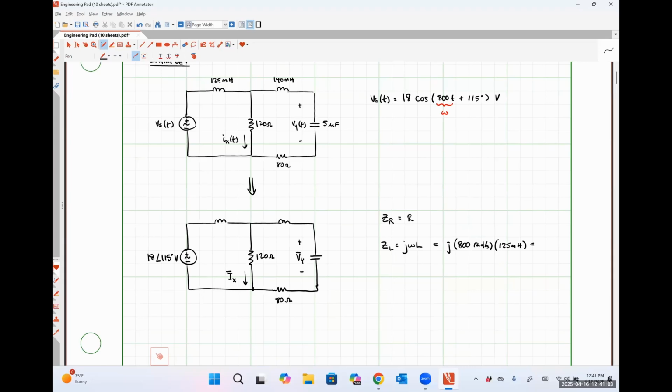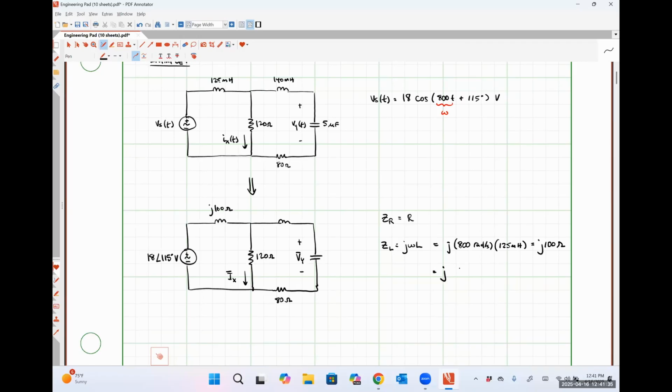And so I think this is going to come out to be somewhere in the ballpark of J80. Oh, just 100? Okay, yeah. I should have been able to do that math better. 800 times 1/8 seems like it should be 100, but I'll just double check. Yep. So this is going to be J100 ohms. So I'm going to replace this inductor with a J100 ohm impedance.